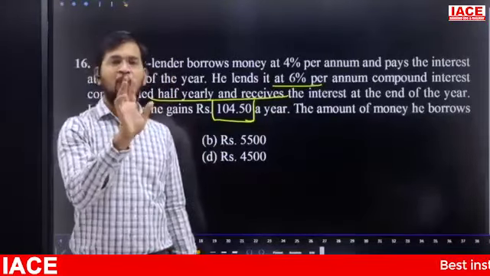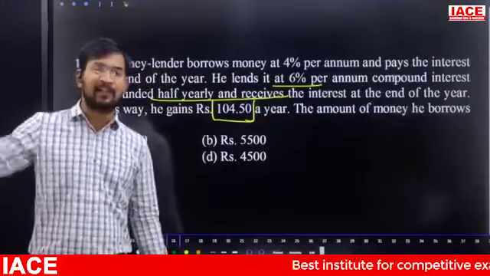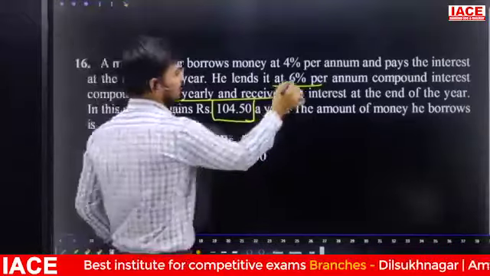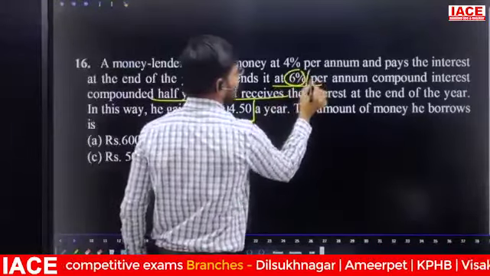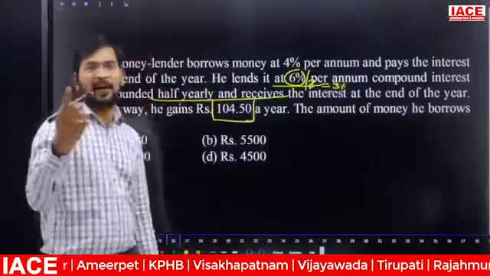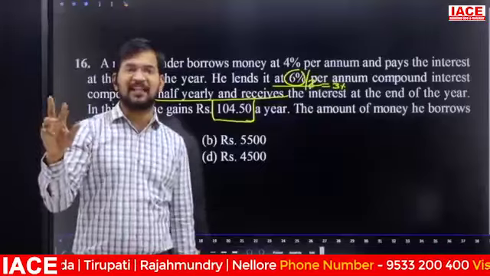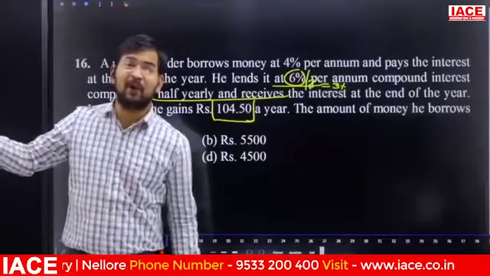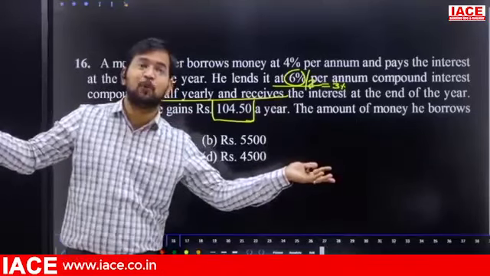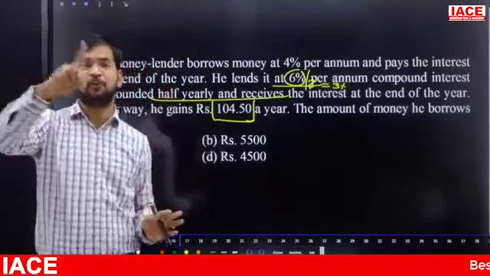So I need to pay 104 rupees at the end of the year. The same 100 I lent to another person at compound interest half yearly. Half yearly means 6% becomes half, 6 by 2 is 3%. So 3% of 100 is 3, it becomes 103. Again 3% of 103 is 3.09, that is nothing but 106.09. So here I am getting 106.09, but I need to pay only 104, and my profit is 2.09. If you assume your principal is 100, your profit is 2.09.